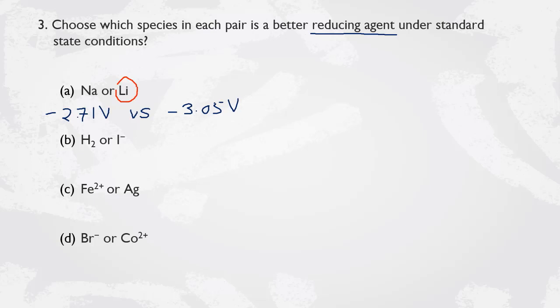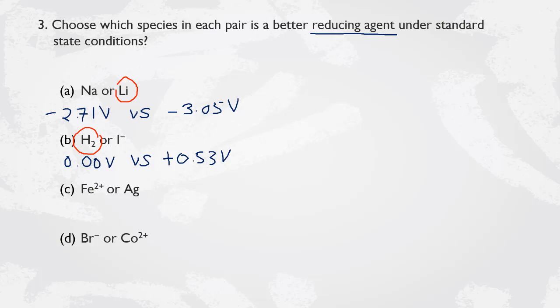Next, we have H2 and also I minus. So H2, we know that this is hydrogen, means it's going to have only 0.00 volt. Compared to the I minus, which has positive 0.53 volt. So between 0 and 0.53, who's got the more negative value? Hydrogen. So hydrogen is going to be a better reducing agent compared to I minus.